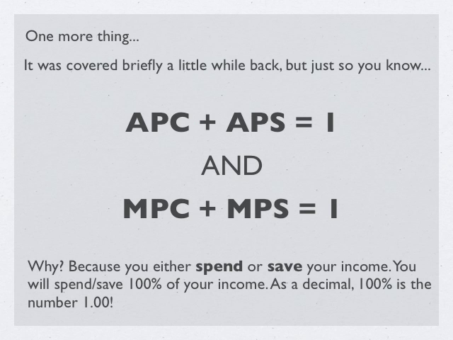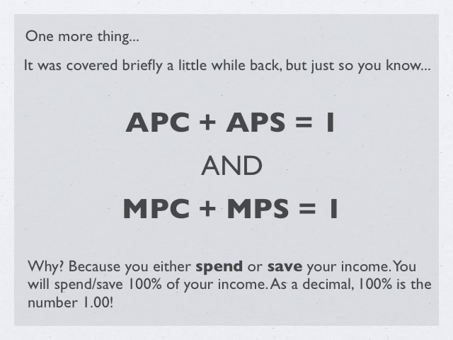Last thing, very last thing. It's covered briefly a while back, but just so you know, the APC and APS have to equal 1 by definition. Same with the MPC and MPS. Why? Because this is assuming that you either spend or save your income. So you get income, you're either going to spend it or save it. As a decimal, 100% is the number 1, 1.00.